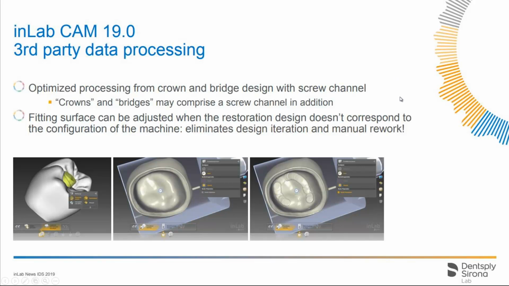And we have a new button down here. So fitting surface can be adjusted when the restoration design doesn't correspond to the configuration of the machine. So what this means is, let's say you design this restoration for a different machine, you have the option now to, instead of going back to the CAD software and redesign it for that particular machine, you can just go ahead and click this button and it will adjust the fitting surface to the tools that are in your mill.